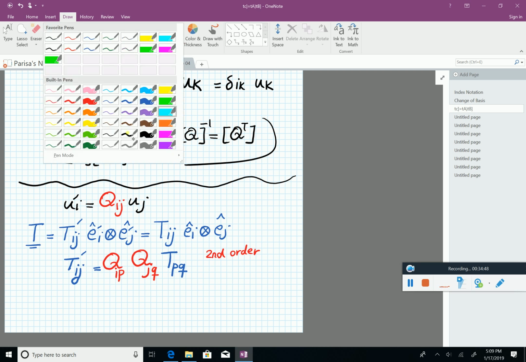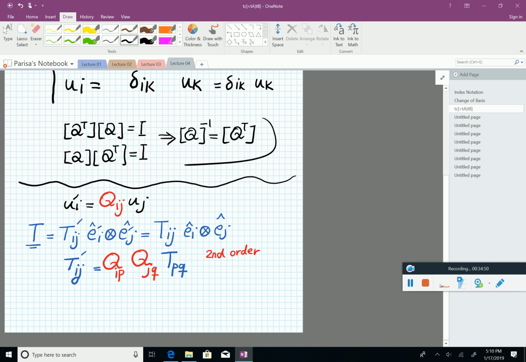And something useful for us, as you will see later, is the fourth order tensor. So if we have C prime ijkl, and I want to write it in terms of C pqrs, try to guess how the form would look like, just to make sure you are awake. If you have any questions, ask.